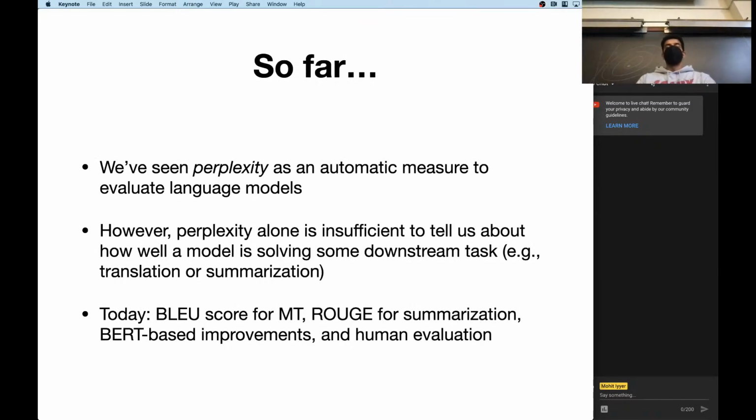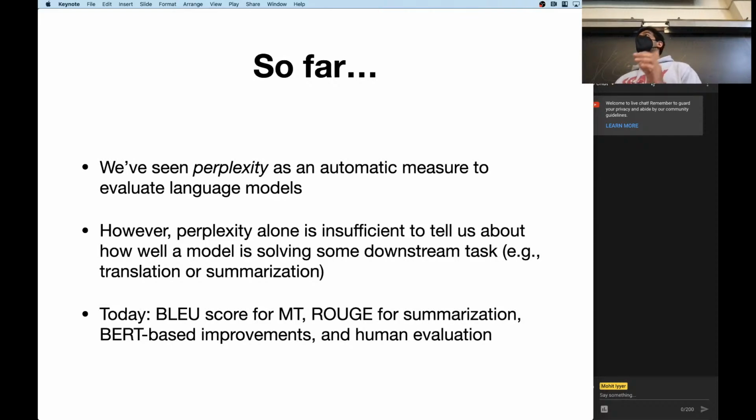So far, we've talked a lot about these neural language models, right? And the only metric we've talked about for comparing one language model to another is perplexity, right? We went over that perplexity is just a function of the probability that a language model assigns to some held out data.